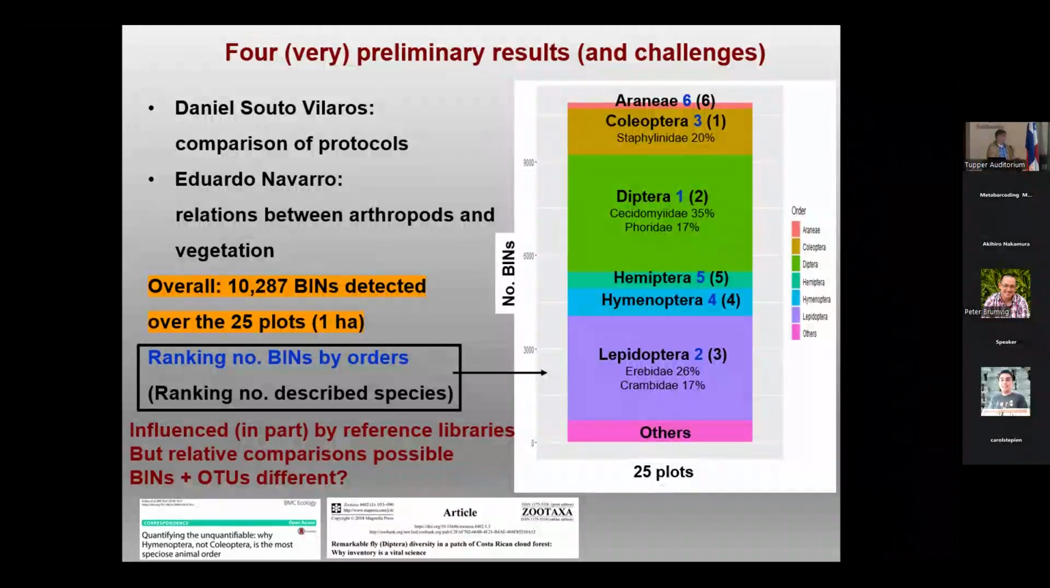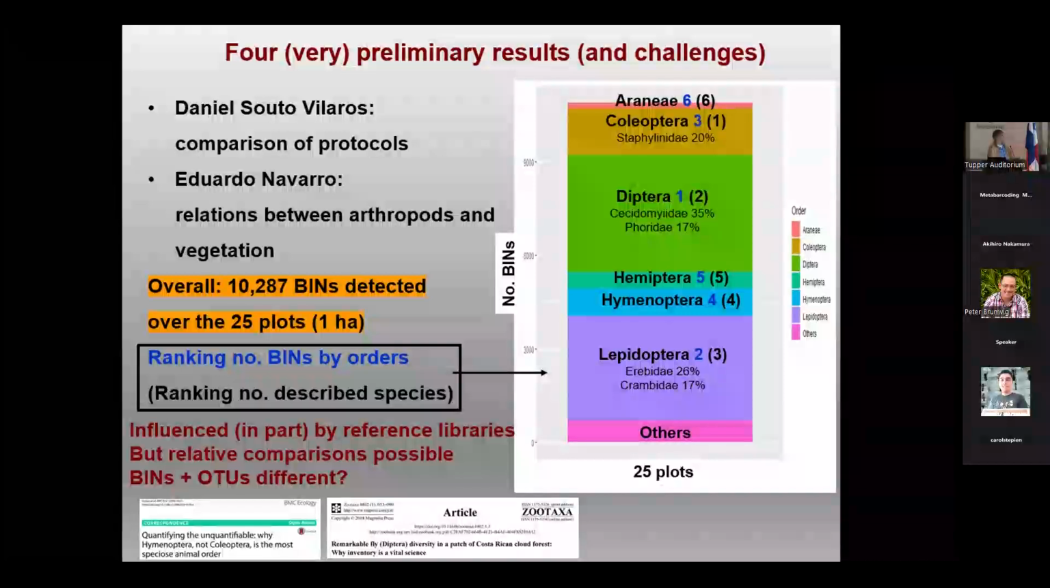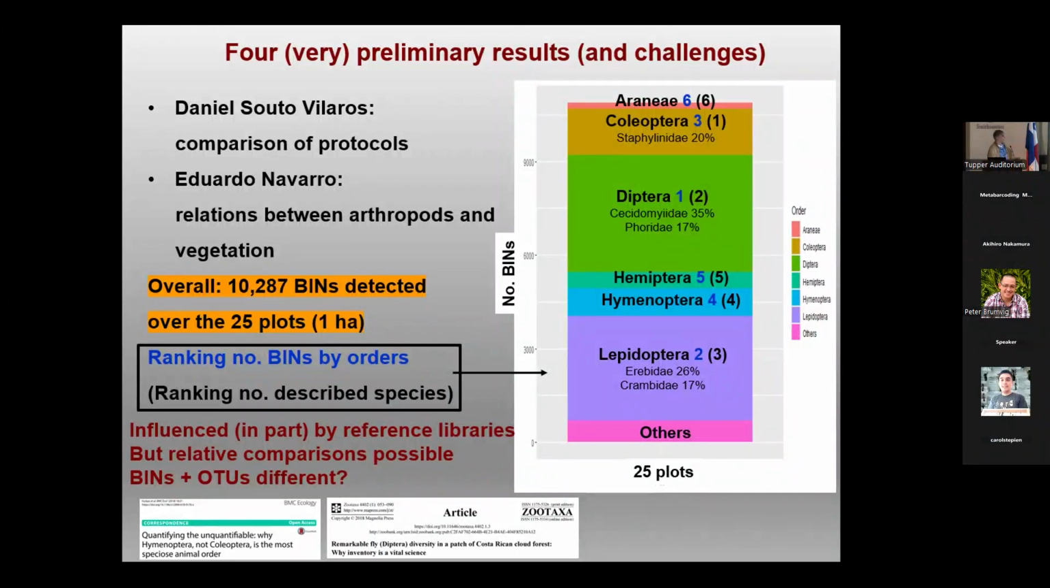But if we look at the distribution between the orders, the 6 main orders, we see that the Diptera, the flies, are very important in the number of BINs detected over those 25 plots. And the Lepidoptera, the moths and butterflies, are also pretty important. Then in ranking, the beetles are third, the Hymenoptera, wasps and bees, only fourth, and then the bugs, Hemiptera, fifth, with the spiders being last in this list.